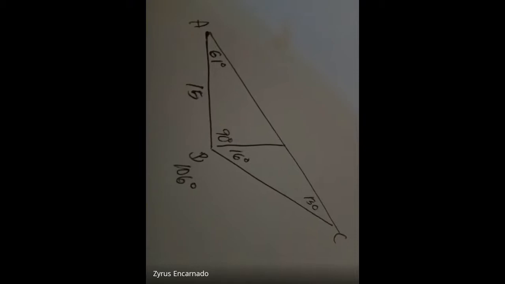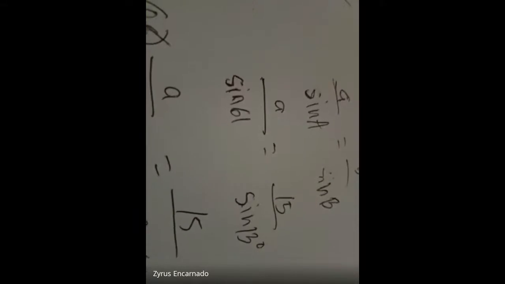Here is my illustration. So, 106, I just got that. So, 90 plus 16 degrees. Then the solution: A over sin A equals B over sin B. So, sin 61, sin 13, A. That's 15 times sin 61, 0.8746, over sin 13, 0.2249. So, A equals 58.33 meters.